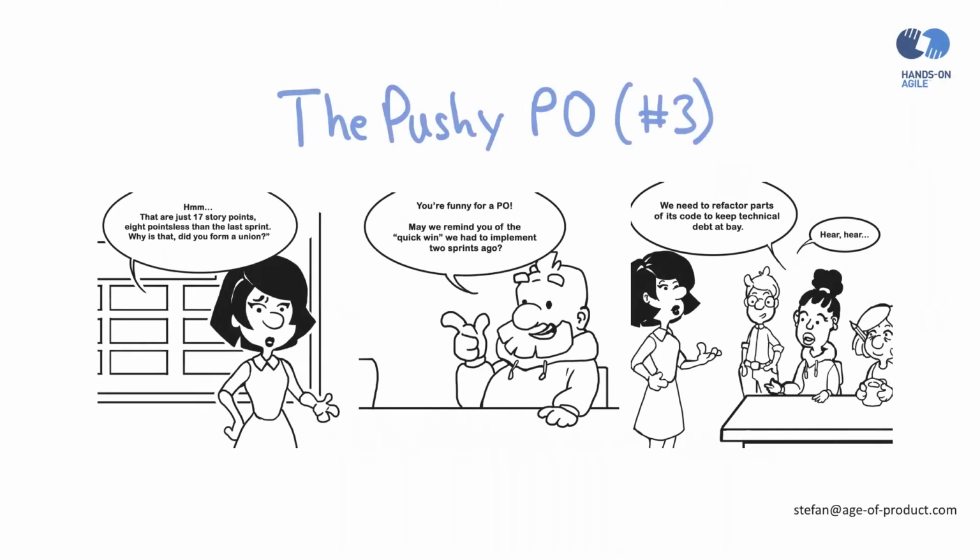Number three, the pushy PO. If you're into velocity, and if you're using story points, you certainly will come to a point when someone, probably the PO, asks you: last time you picked 25 story points, now you're just picking 15. How come? If we have a look into the Scrum guide, the number of items selected from the product backlog for the sprint is solely up to the development team. So no matter how hard the PO is pushing, he or she has absolutely no say over that. It's up to the developers to pick the right number of stories for the sprint backlog.